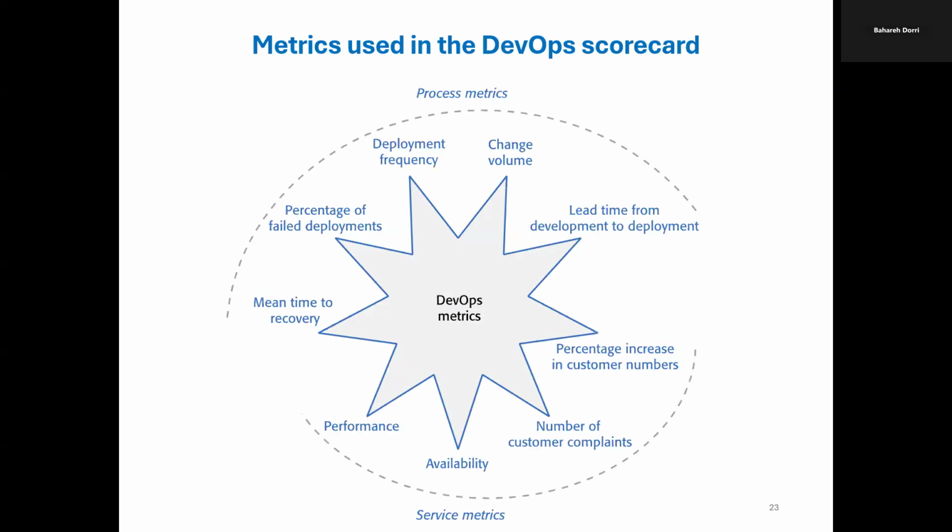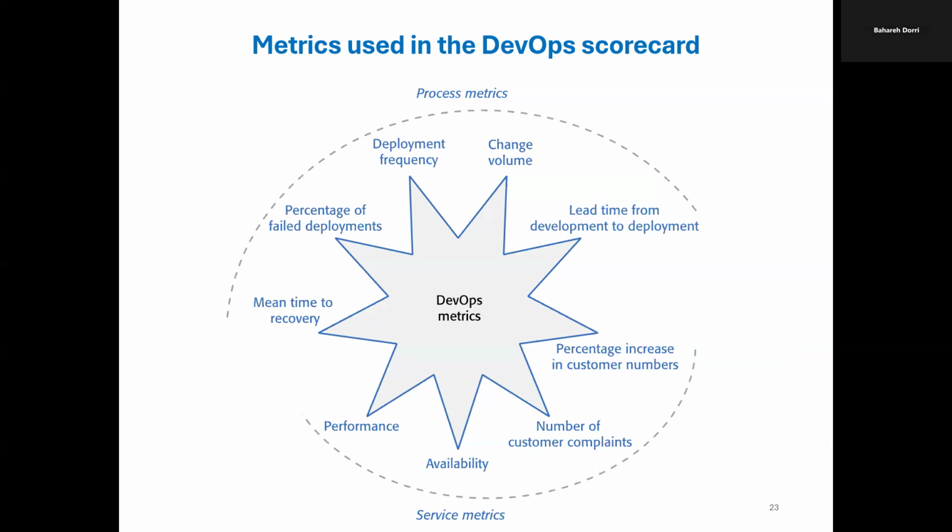All right, this starburst diagram gives us a great snapshot of the kind of DevOps metrics we want to track and how they fall into two big categories, process metrics and service metrics. Let's start at the top with process metrics. These help us understand how efficiently and effectively our development and delivery pipeline is running.